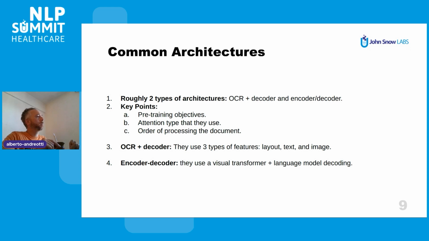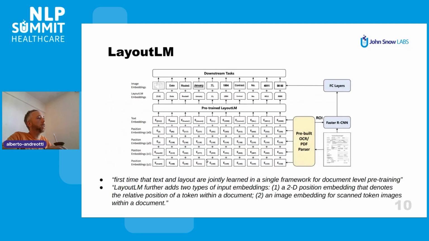And basically, the OCR plus decoder architectures use 3 types of features in general. They use the layout, meaning that they use the position. They use the text that is coming from the OCR, and they use the image itself. So that means that they're going to be taking patches from the image and feed that to the model for the model to reason and extract features from it. And then the encoder decoder is, in my opinion, a cleaner and more simplified architecture in which they just encode all the visual clues using a visual transformer, and then they just decode. Okay, so we're going to see 2 of these architectures.